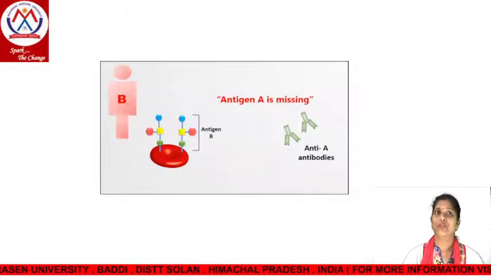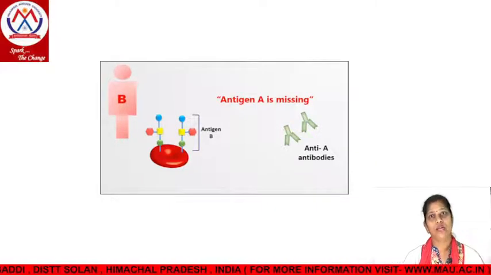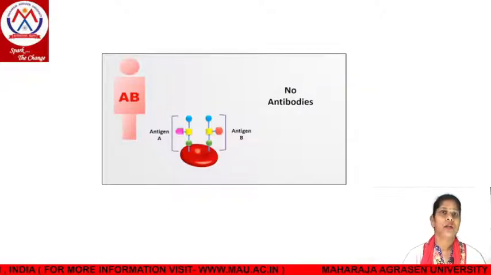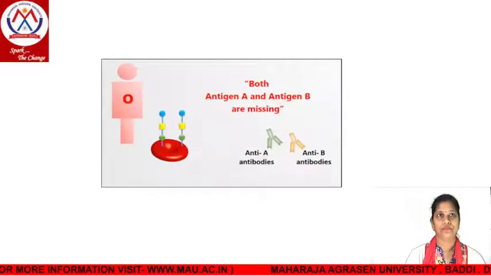Now, for individual B, you can see the RBC has the antigen B on the cell and the antigen A is missing. So, the immune response is going to produce the antibody A for this individual. Here you can see that the individual is of AB blood group and the RBC has both the antigens, antigen A and antigen B. None of the antigens is missing in this individual. So, in that case, no antibodies are produced for this individual.